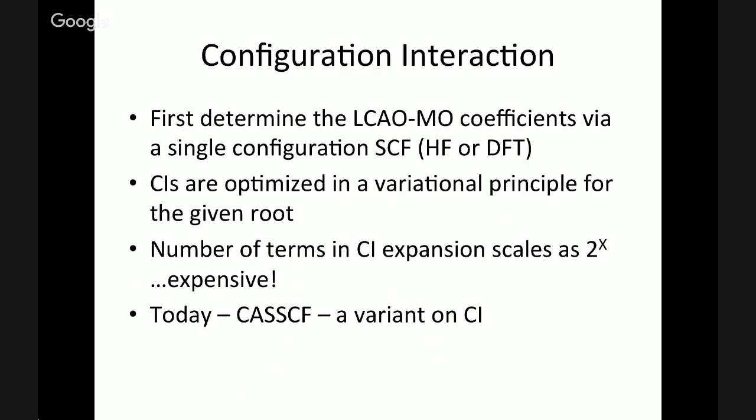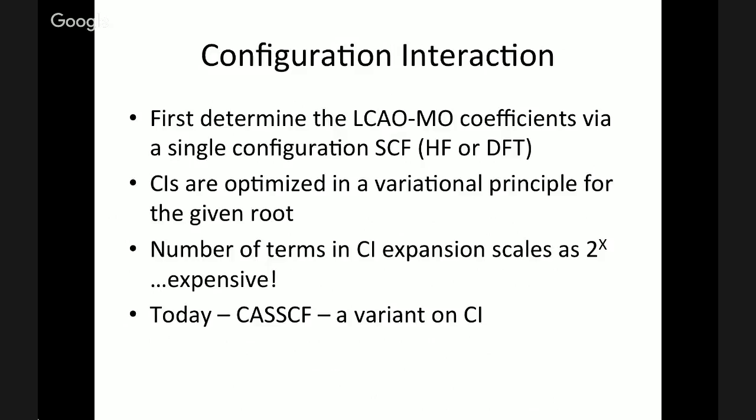Okay, so what does configuration interaction do? What is the procedure? Let's try to avoid math and just think about the procedure here. The first thing is to determine the linear combination of atomic orbitals that lead to variationally determined molecular orbitals, and the coefficients of those are determined using a single configuration SCF, such as Hartree-Fock or DFT that you've used so far. And then you optimize your CIs, meaning those coefficients of the previous equation, in a variational principle for a given root, meaning I want the first root of this equation or the ground state, the second root, the first excited state, third root, the second excited state, and so on and so forth.